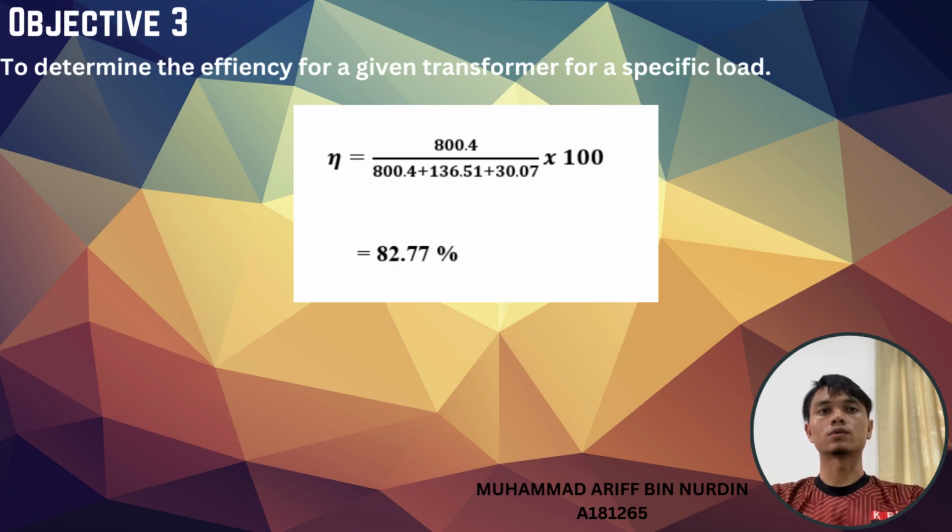Efficiency is equal to 800.4 divided by 800.4 plus 136.51 plus 30.07 times 100 and we get 82.00%. That is our efficiency.